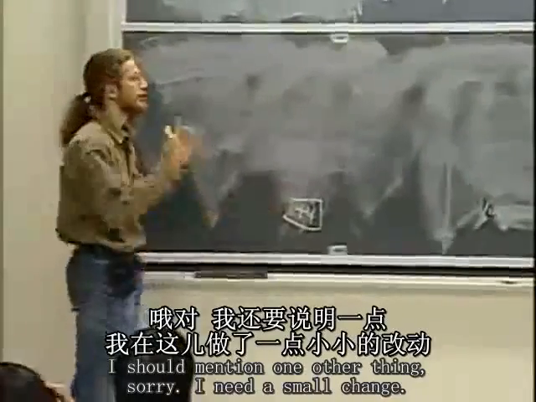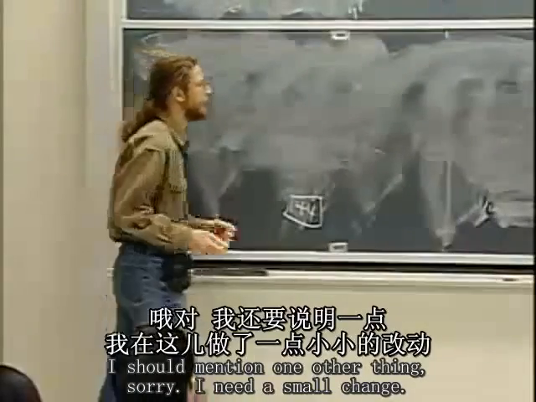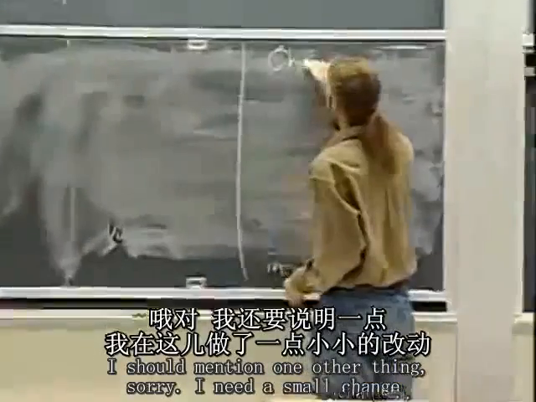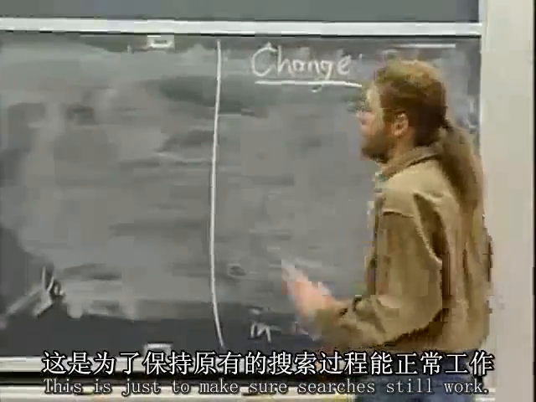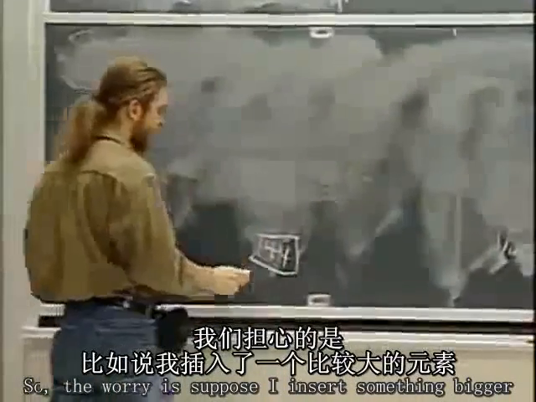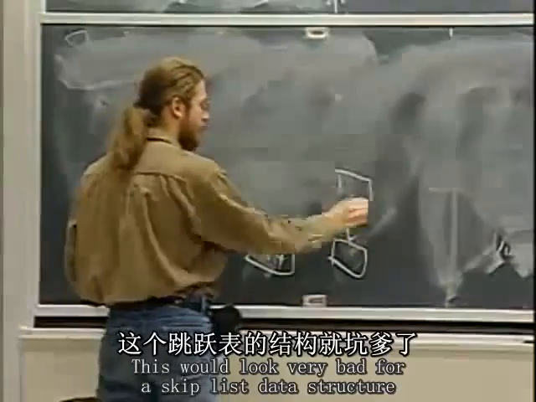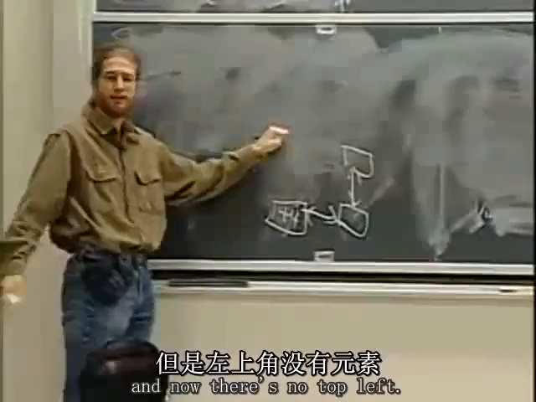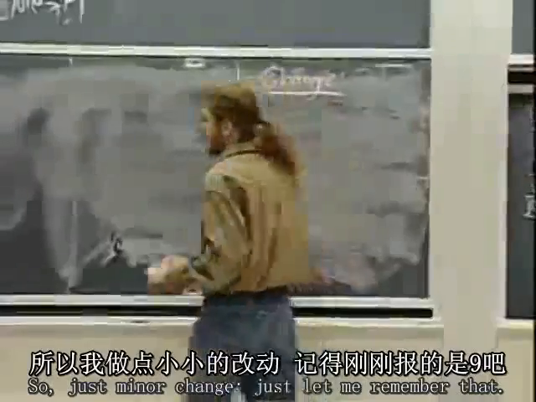Oh, I should mention one other thing, sorry. I need a small change. This is just to make sure searches still work. So the worry is, suppose I insert something bigger and then I promote it. This would look very bad for a skip list data structure because I always want to start in the top left, and now there's no top left. So just a minor change, 9. Just let me remember that.